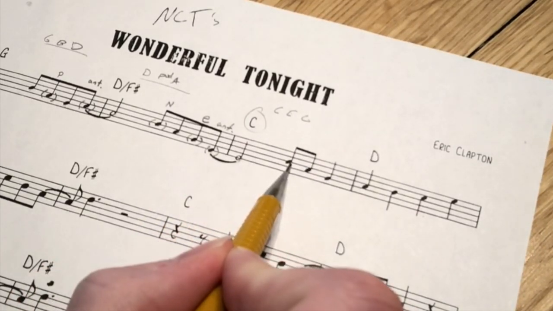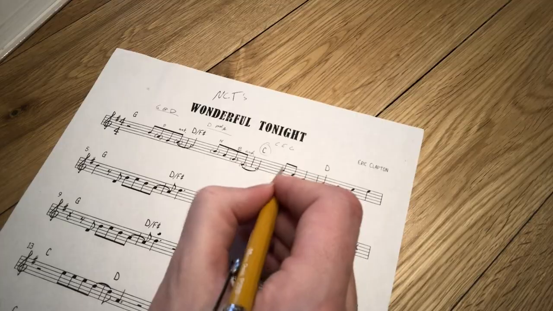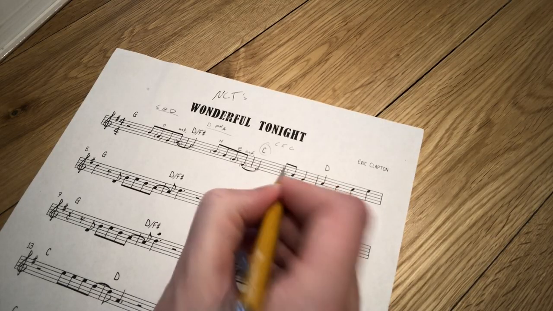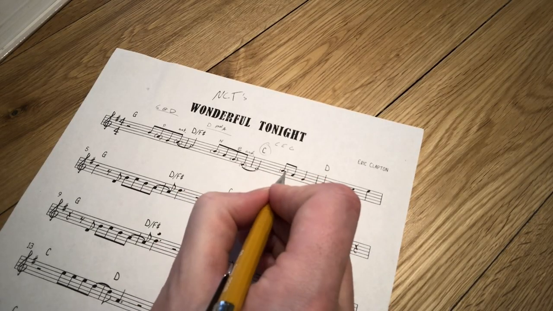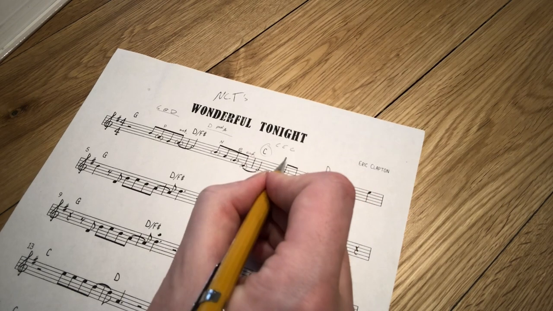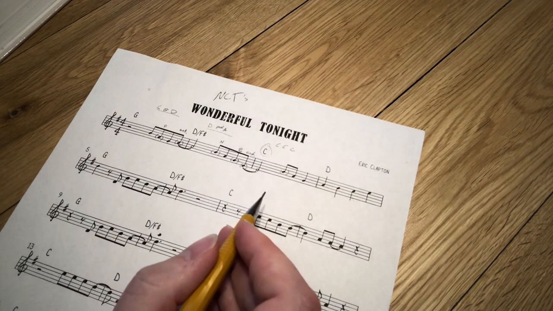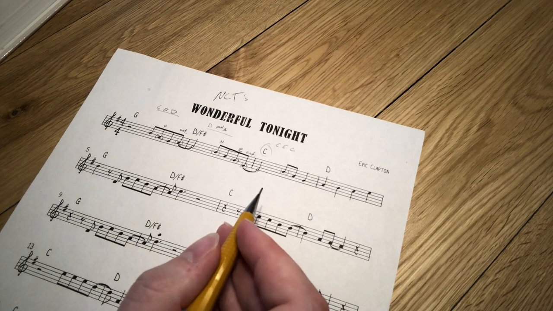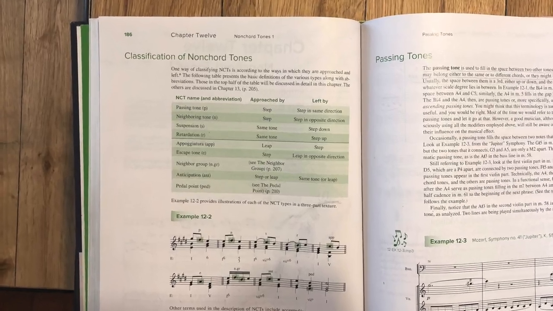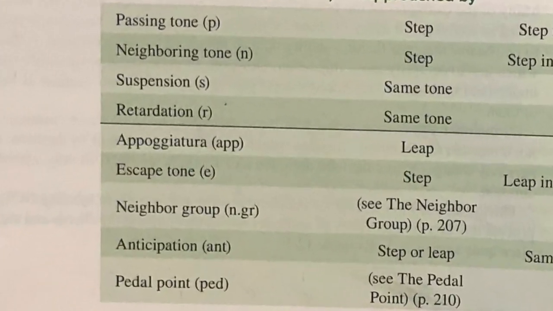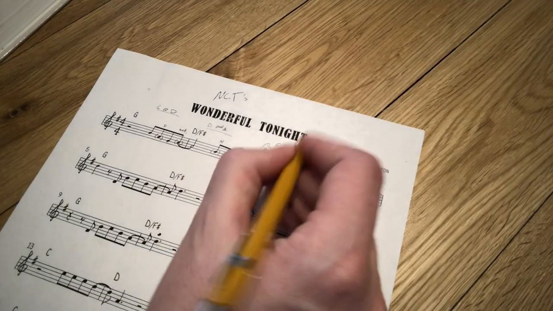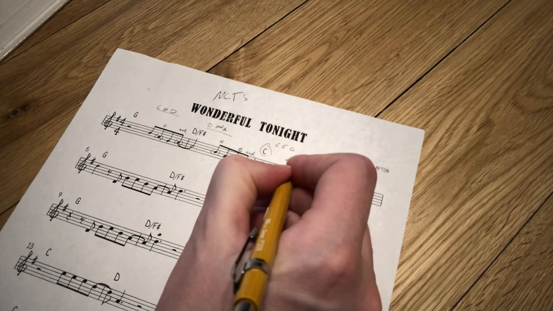All right, B, not in a C chord. So parentheses, note before, big leap, step. Check your page on 186. What says leap and then step? APP, yeah, you know me, appoggiatura.